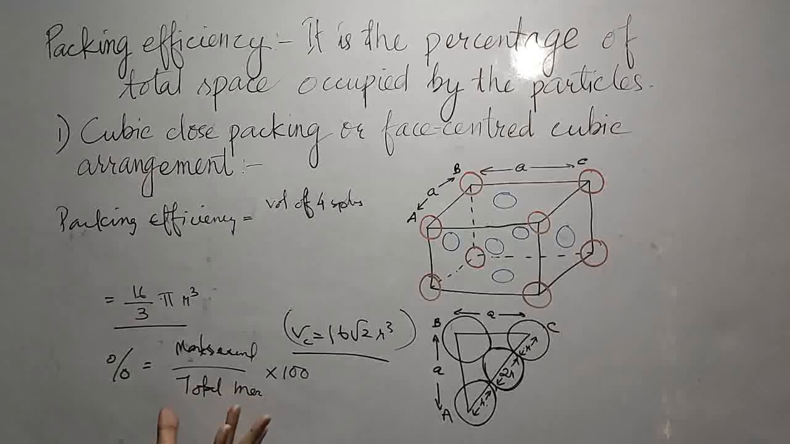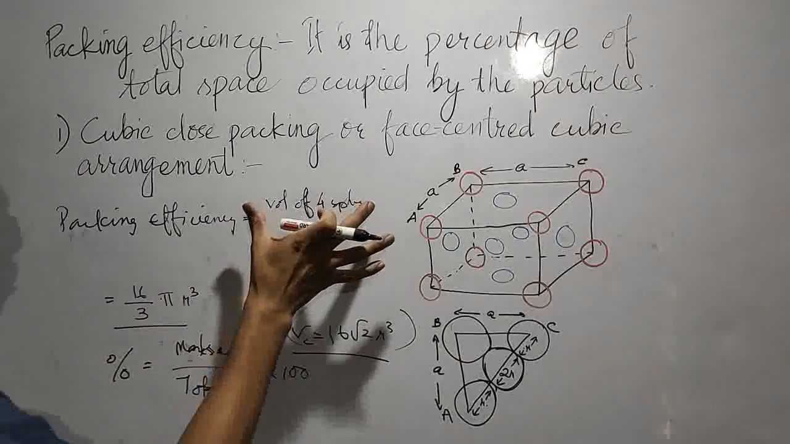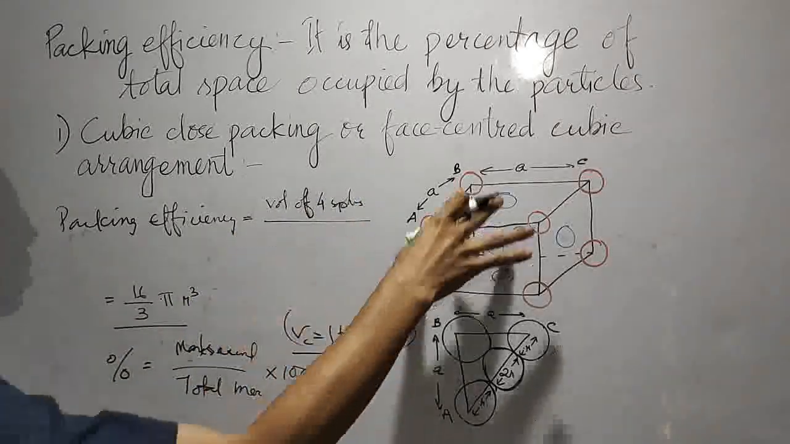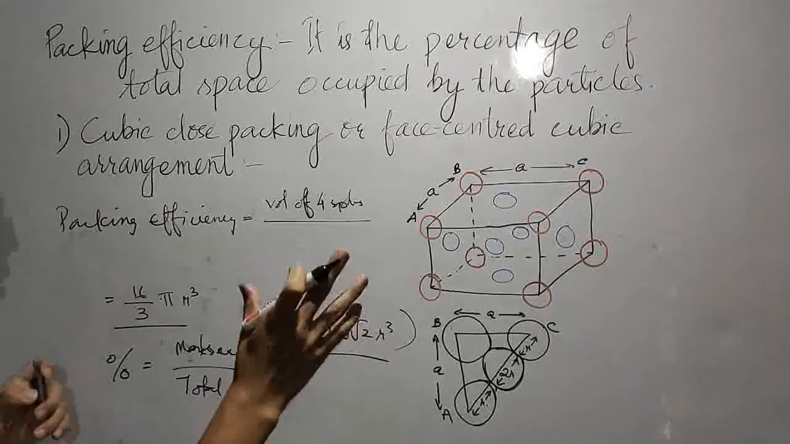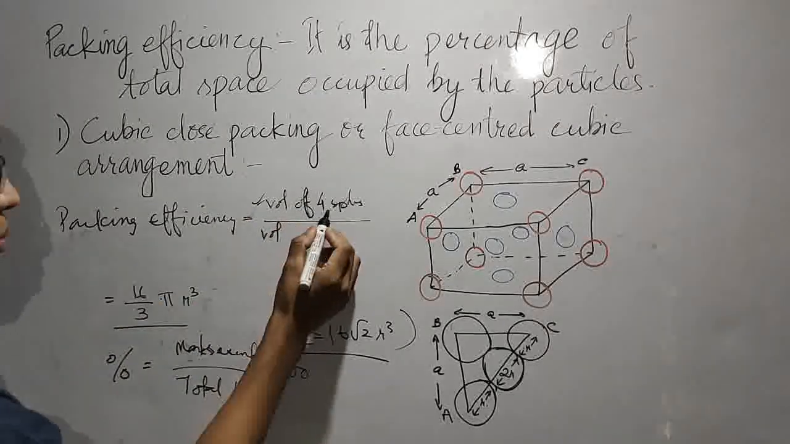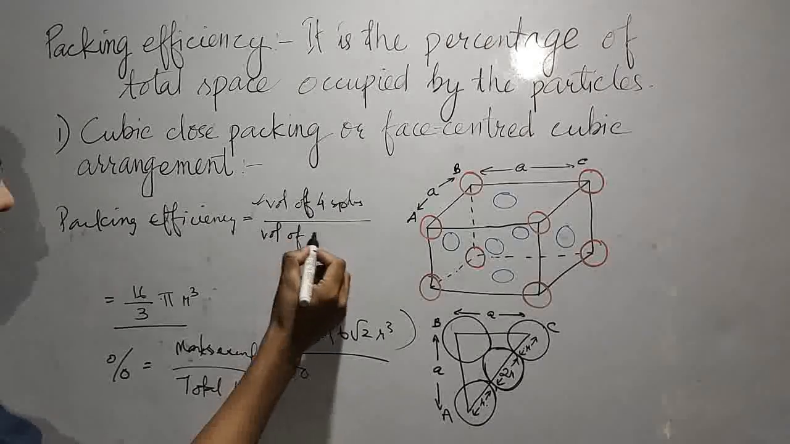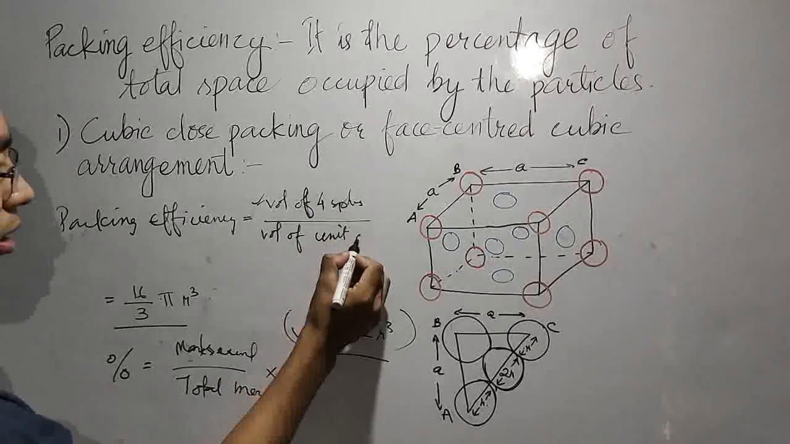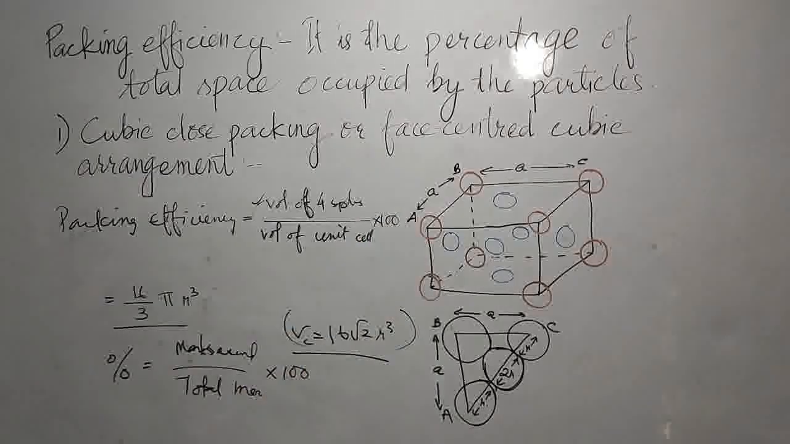And here also, in finding out about the subjects, total mark is the maximum mark and mark secured is the lesser mark than that of the total mark. So here also total space is the volume of the unit cell, and the part occupied by the particle is the volume of the 4 spheres. So it will be volume of 4 spheres divided by volume of unit cell, and then we multiply it by 100. So that is it.